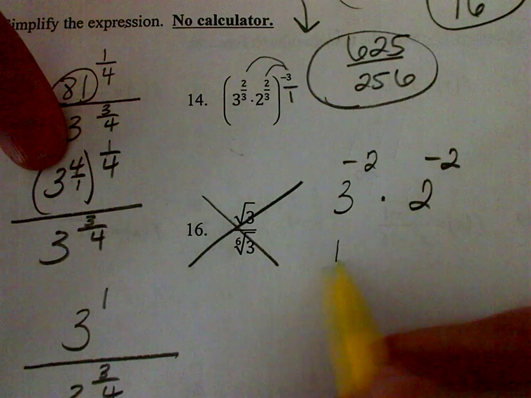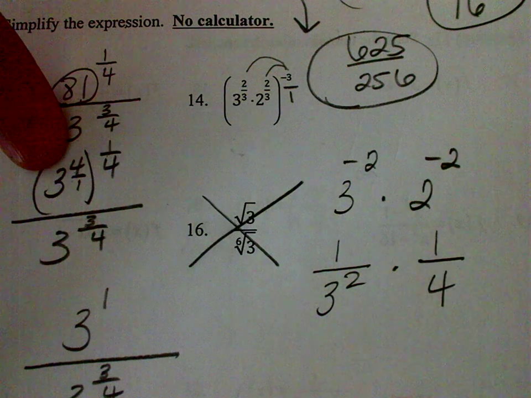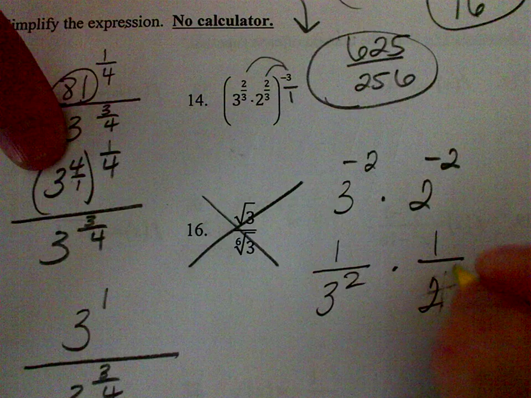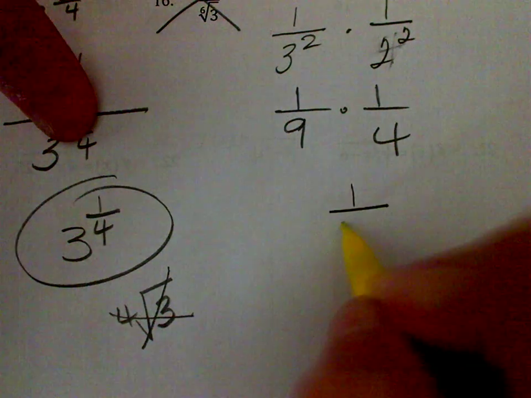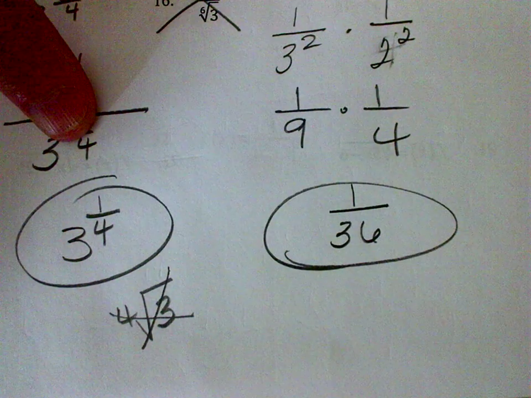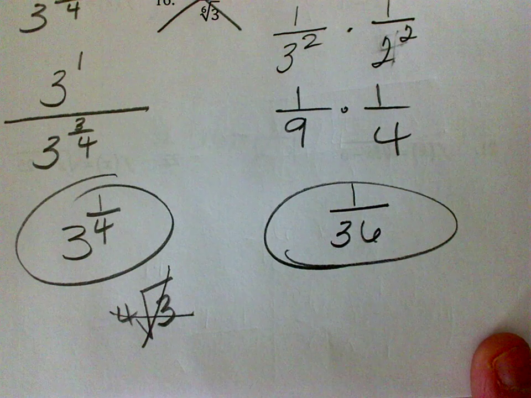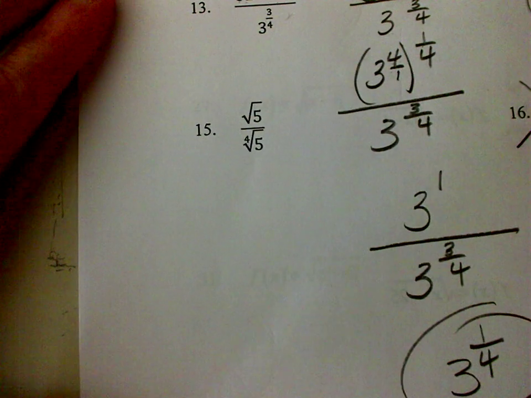Okay, well, this is the same thing as 1/3 squared. This is the same thing as 1/4, or I guess I skipped a step, 2 squared. This is going to be 1/9 times 1/4. So my answer is 1/36. So that is my answer to that one. Now this is probably the hardest lesson out of all of them in chapter 4, to be exact. Okay, 15. Okay, I'm going to rewrite these in exponential form.